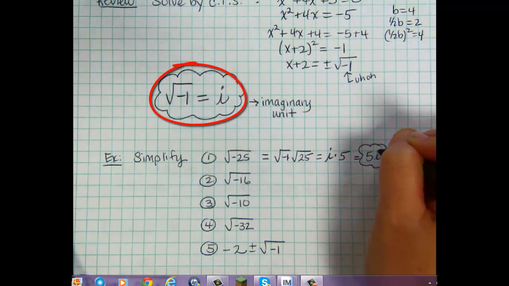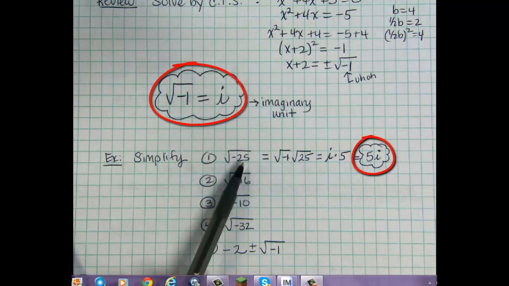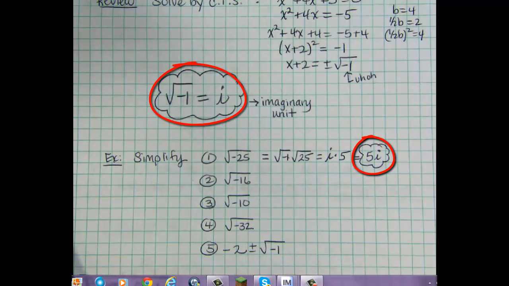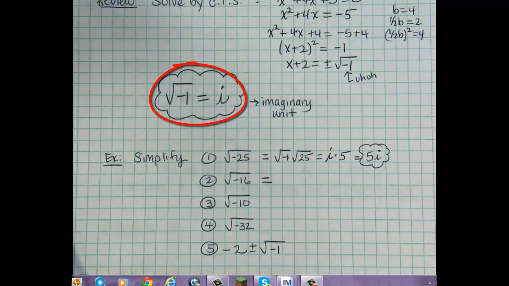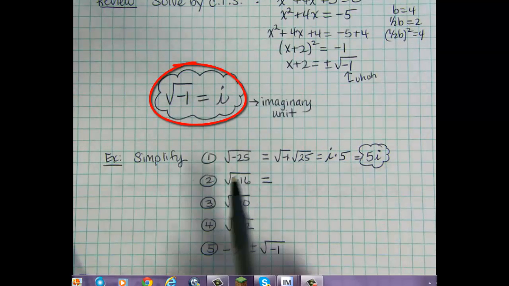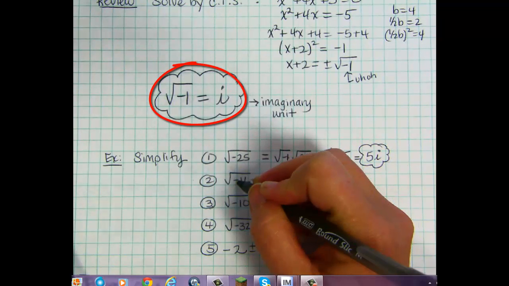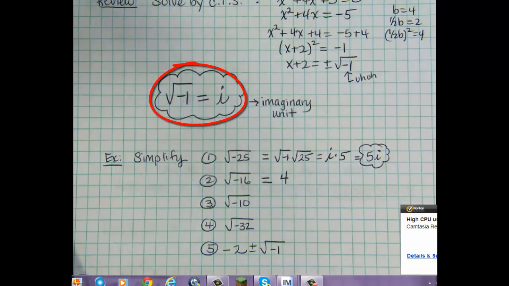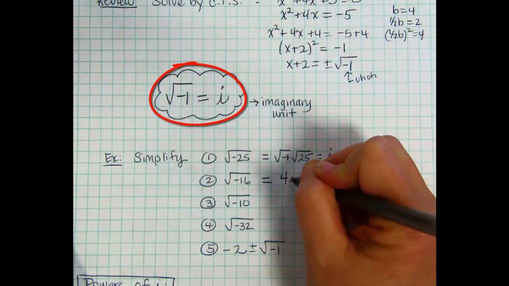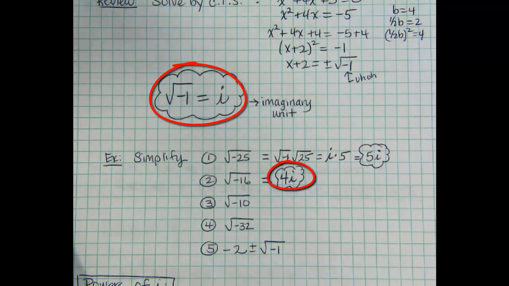So essentially what happens is this. You take the negative out, call it i, and you do what you've always done to the rest of your square root. And what happens when we do a ton of these is they start going much faster. So the square root of -16. I know that the square root of +16 is 4, and I know the square root of -1, since -1 times 16 is -16, is i. So the square root of -16 is simply 4i.